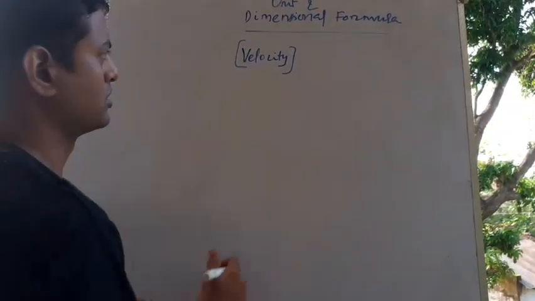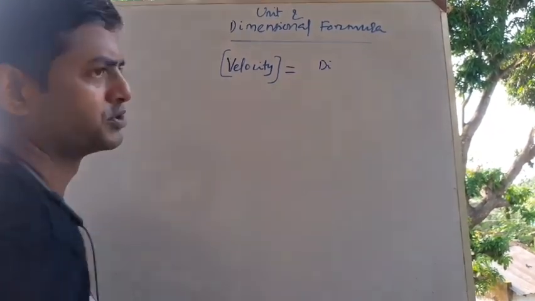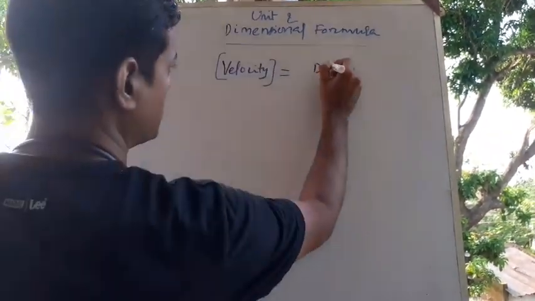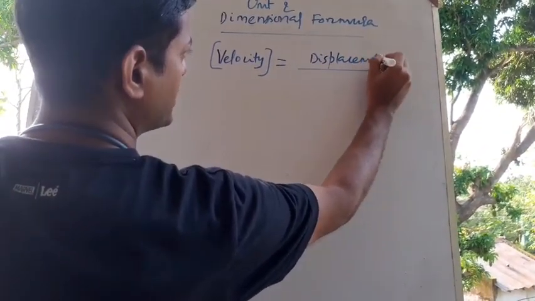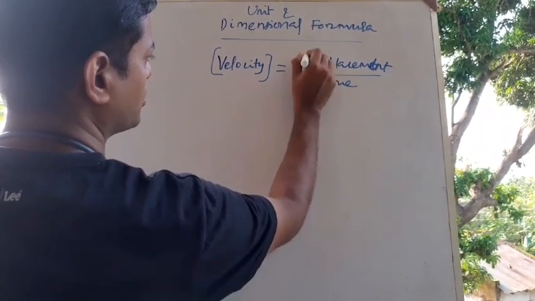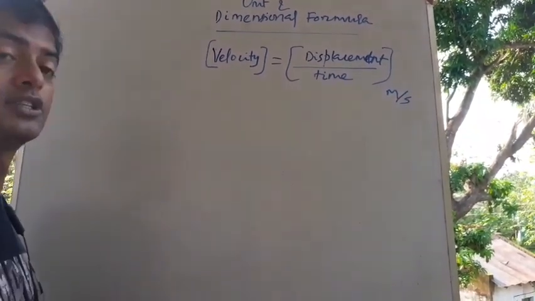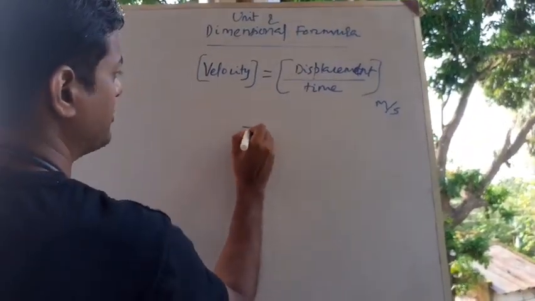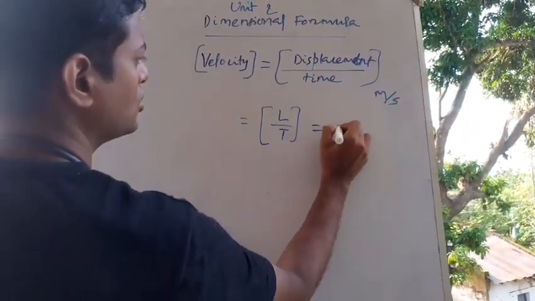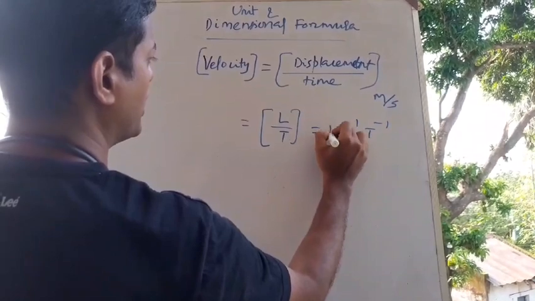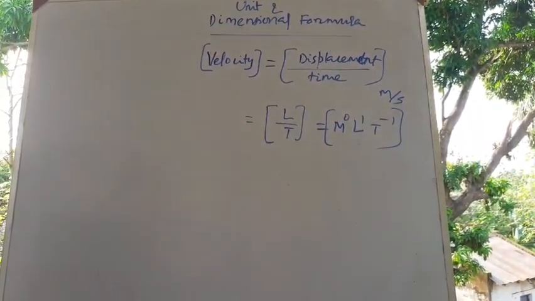Now I am going to discuss velocity. Velocity, you know, is change in position with respect to time, or rate of change of position, or rate of change of displacement. So I am writing displacement by time. So the unit of velocity will be the same as speed, that is meter per second, and the dimensional formula will be, for displacement I am taking L, for time I am taking T. So this will be L1 T minus 1 and M0. So dimensional formula of velocity is M0 L1 T minus 1.